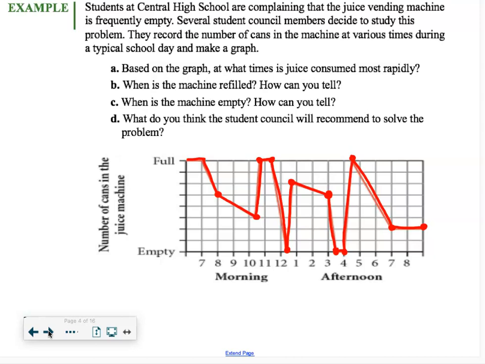Okay, so students at Central High School are complaining that the juice vending machine is frequently empty. Student council members decide to study this problem. They record the number of cans in the machine at various times during a typical school day and make a graph. Based on the graph, at what times is the juice consumed most rapidly? When is the machine refilled? How can you tell? When is the machine empty? How can you tell? What do you think the student council will recommend to solve the problem?